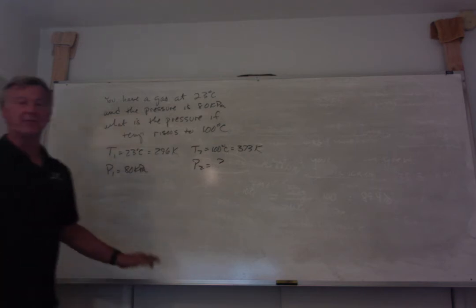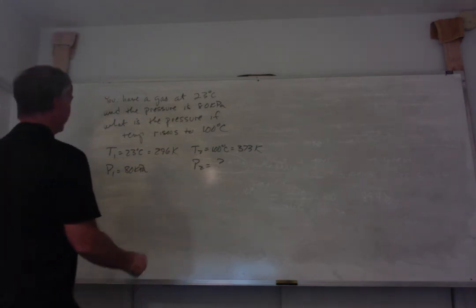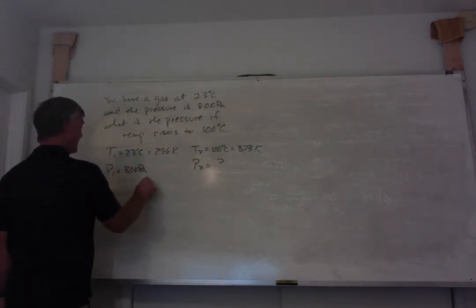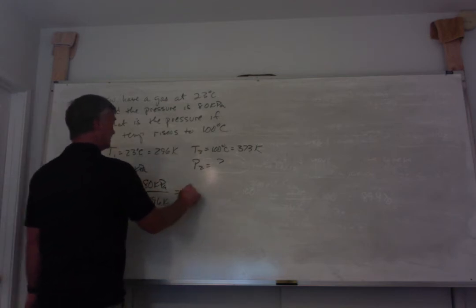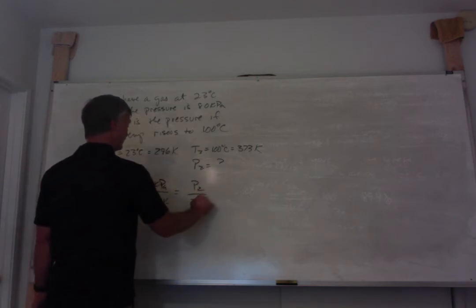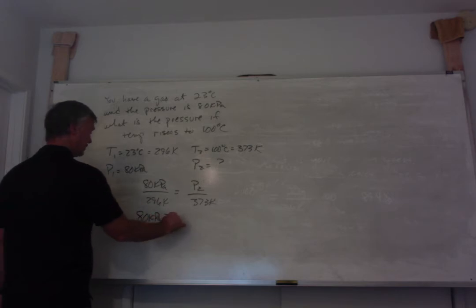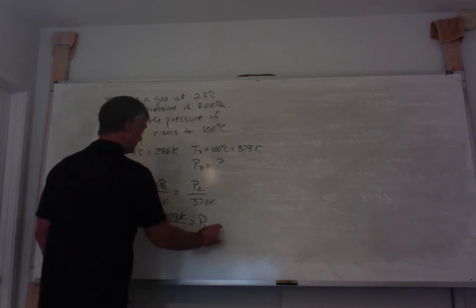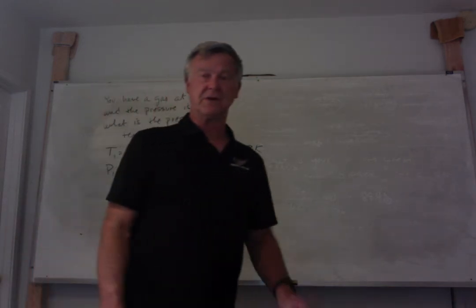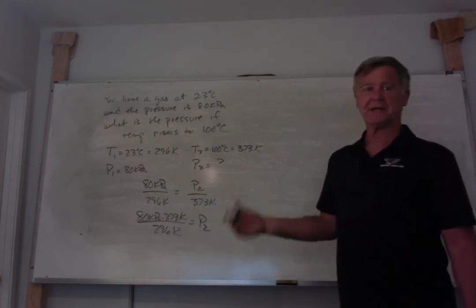And since there's no other information, this is a Gay-Lussac's law problem, but you don't need to know that, you just need to know the formula for it. And so we would do 80 over 296 is P2 over 373, cross multiply: 80 times 373 Kelvin divided by 296 Kelvin, and that would give you P2. And work that out and you'll have your answer. Now, I could do the same thing for each one of the other ones.